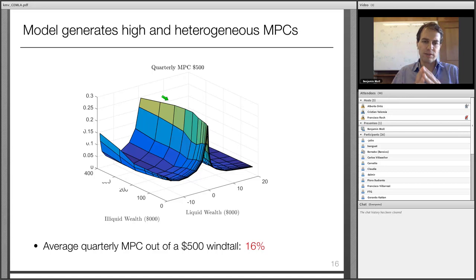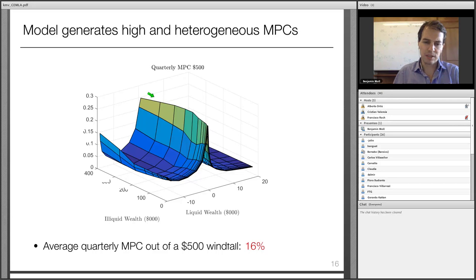And the key thing here is that these guys have high MPCs even if they have a lot of illiquid wealth, right? You can see on this axis that some of these guys will have like $300,000 or $400,000 of illiquid wealth, but as long as they have zero liquid wealth, they're going to have high MPCs, okay? This is something that Greg and Gianluca in their previous work have called the wealthy hand-to-mouth, okay? The idea is that there are some people that are wealthy on paper, but they may behave as if they're poor, okay? They've argued that this is important for fiscal policy. We're arguing that they're important for monetary policy as well.